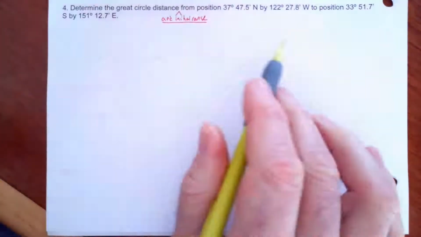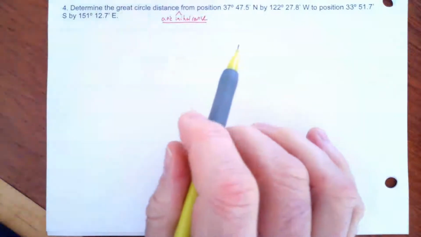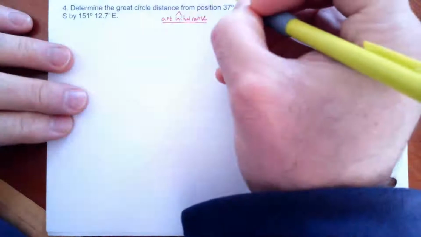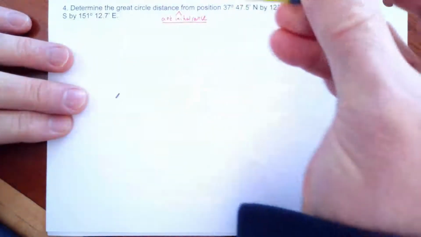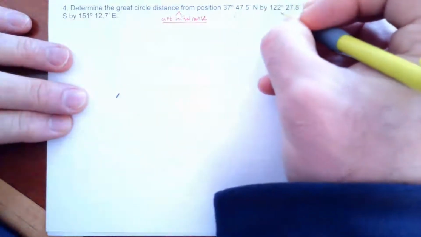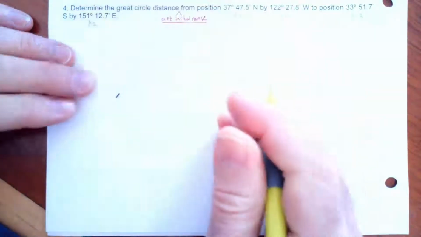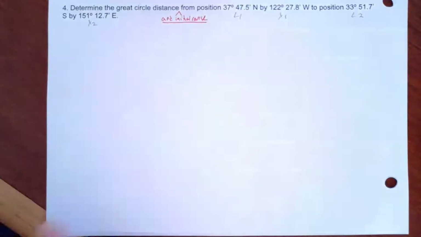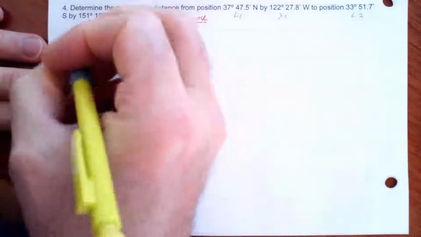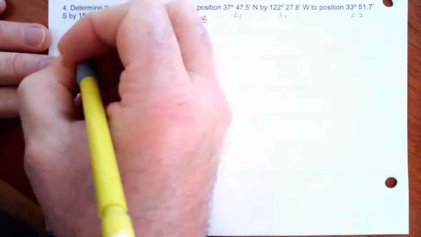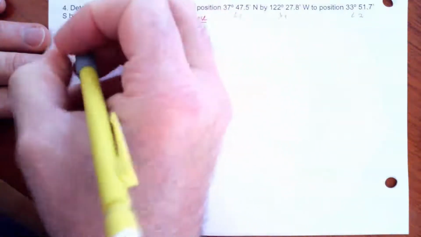So we're doing problem number 4, and this is in your handout. This is L1, this is longitude 1, and this is L2, and this is longitude 2. First thing I'm going to do is set the problem up. I'm going to start to figure out these things to 4 decimal places.